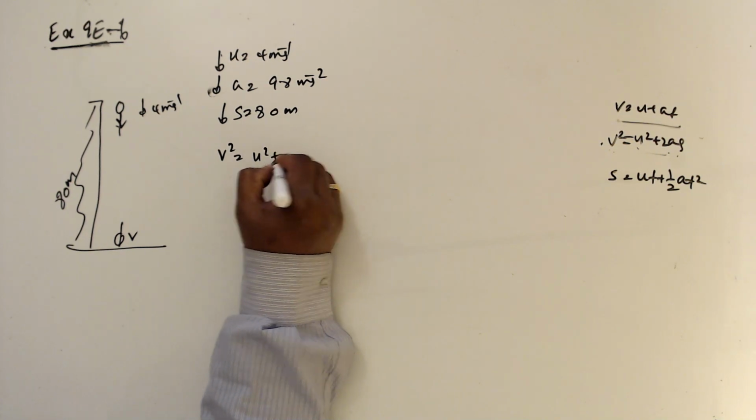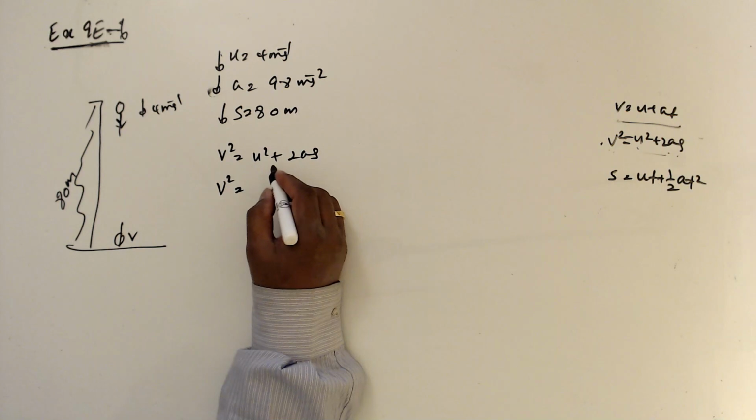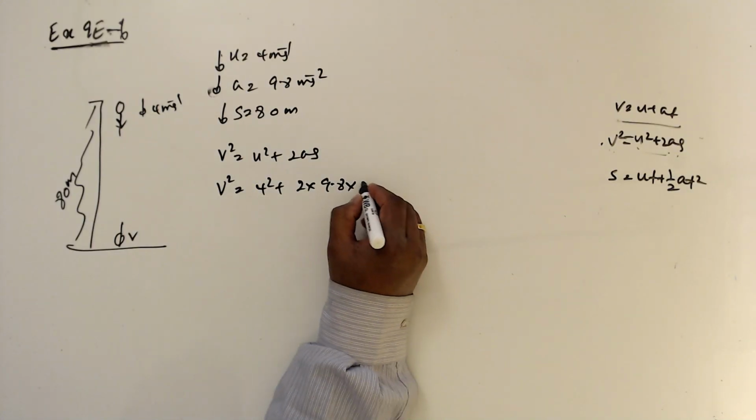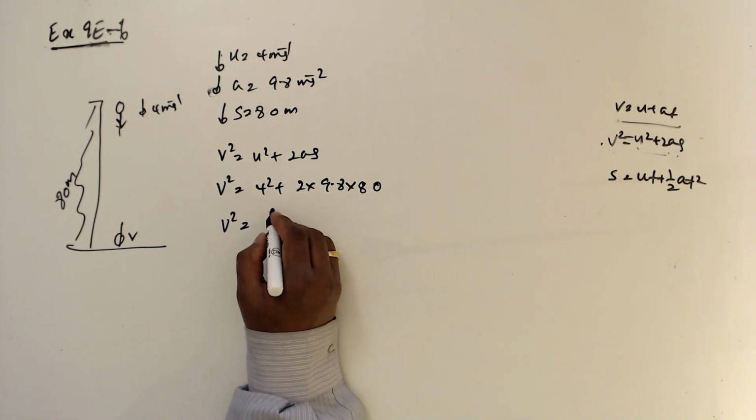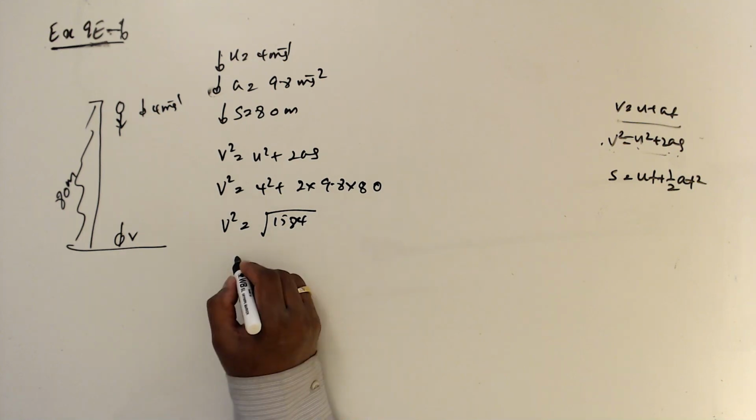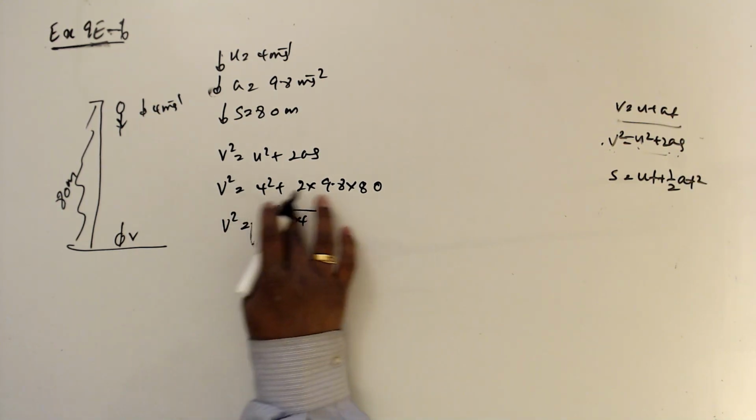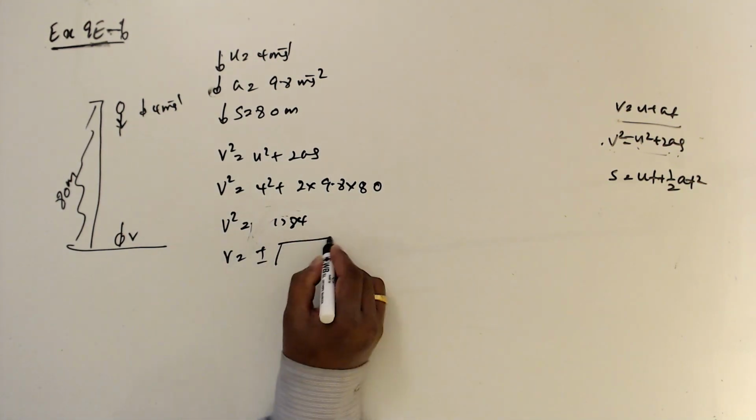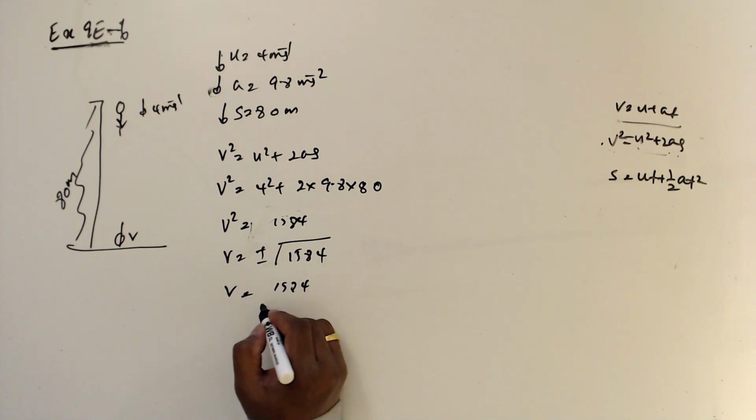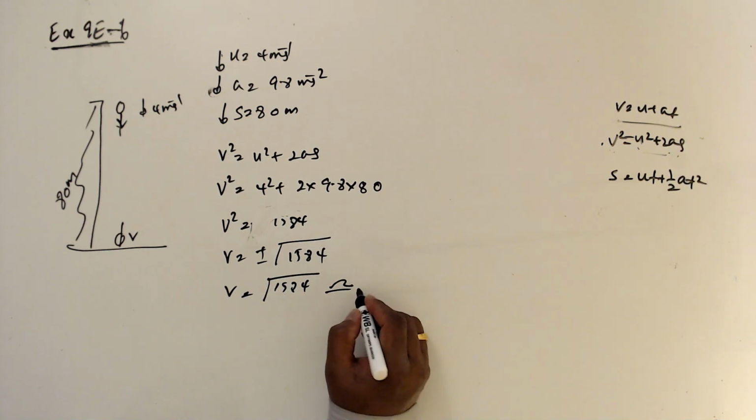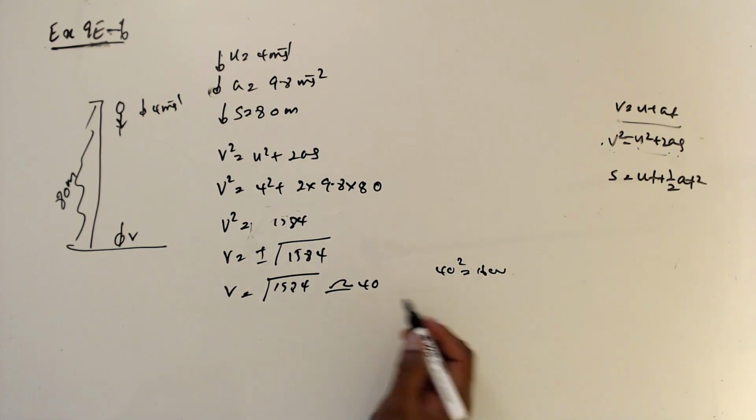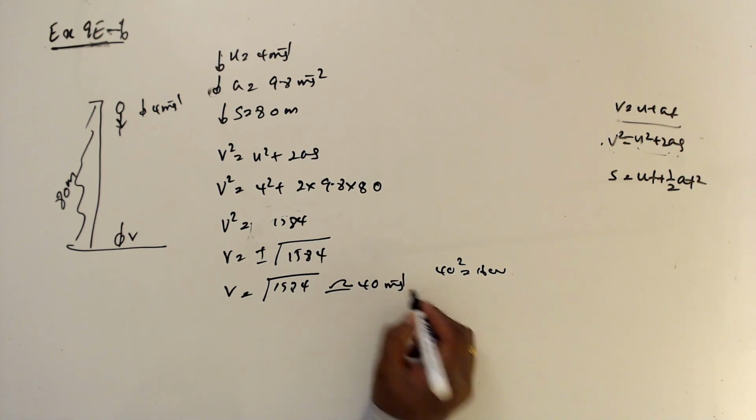So v squared equals u squared plus 2as. So v squared is u squared, that is 4 squared, plus 2 times 9.8 times s, which is 80 meters. So v squared is 1584, then take the square root. So v is plus or minus the square root of 1584. We will stay with the positive answer, the square root of 1584, approximately 14, since 14 squared is going to be 1600. Yes, approximately 14 m/s.